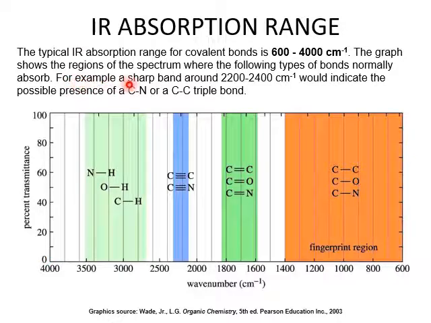So an example, a sharp band around 2200 to 2400 would indicate the possible presence of a CN or a CC triple bond. So right around here.